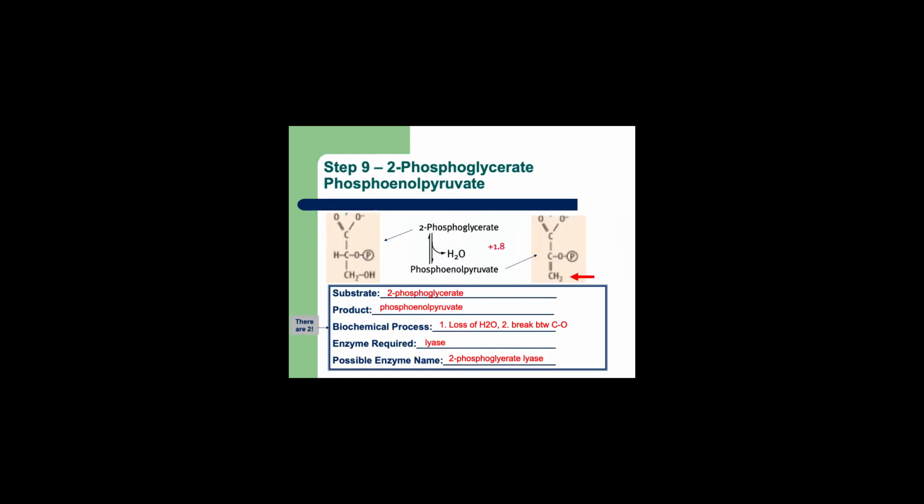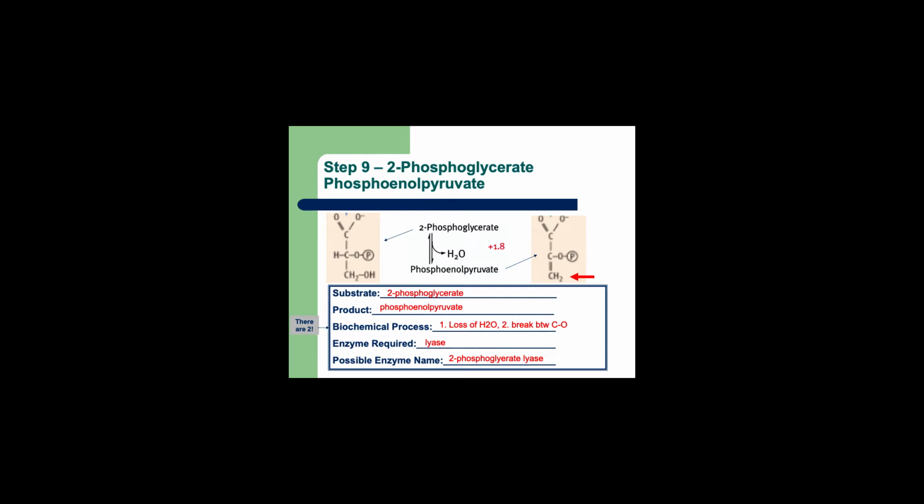Step 9, our product from step 8 becomes our substrate for step 9. So our substrate is 2-phosphoglycerate, and now the product is phosphoenol pyruvate. And here we see that water is being moved out of the reaction. So we're going from one substrate to one product with the removal of water. That would be a dehydration reaction. So there's 2 biochemical processes occurring here.